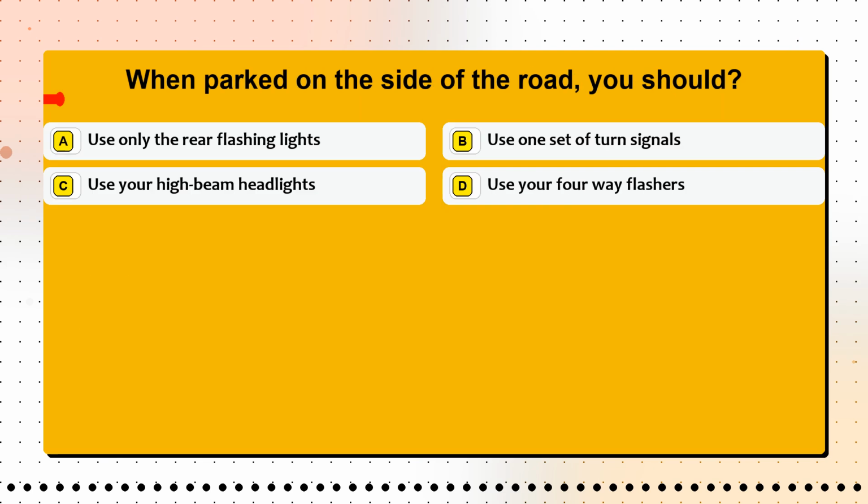Question 30. When parked on the side of the road, you should. Here are the options. Option A. Use only the rear flashing lights. Option B. Use one set of turn signals. Option C. Use your high beam headlights. Option D. Use your 4-way flashers.